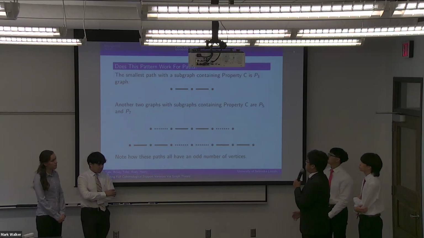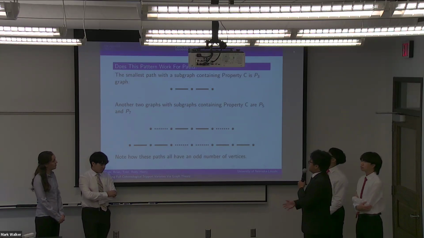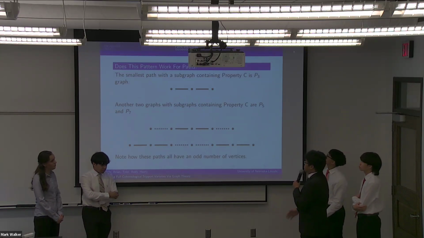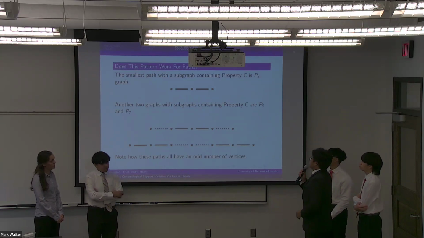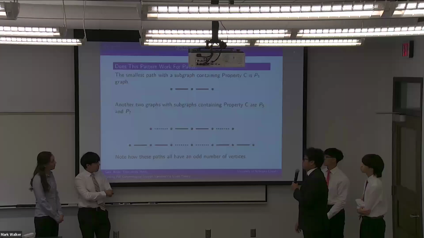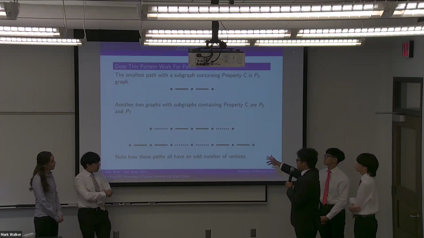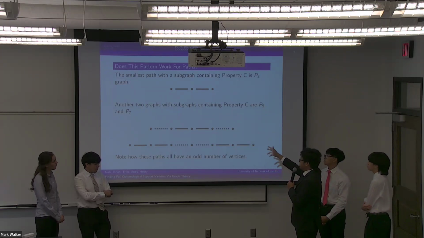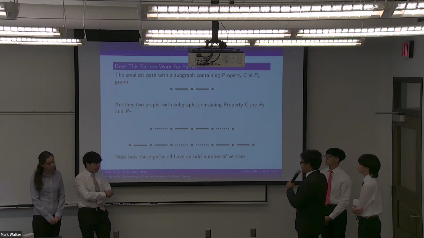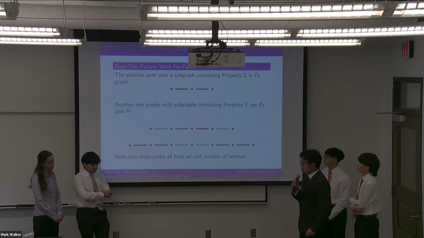So we explore that pattern for paths also. We ask ourselves, does that pattern work for paths? Let's look at the smallest path with a subgraph containing property C, which is the P3 graph up there. We have another two graphs with subgraphs containing property C, the P5 and the P7 down here. Notice how all these paths have an odd amount of vertices.